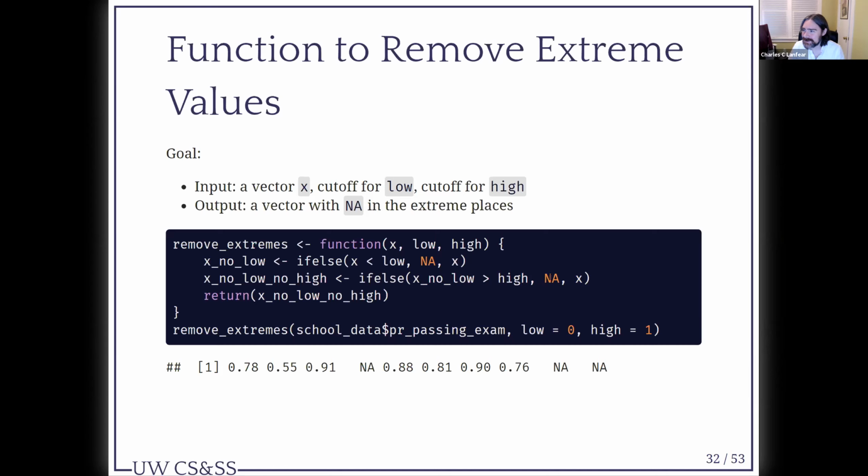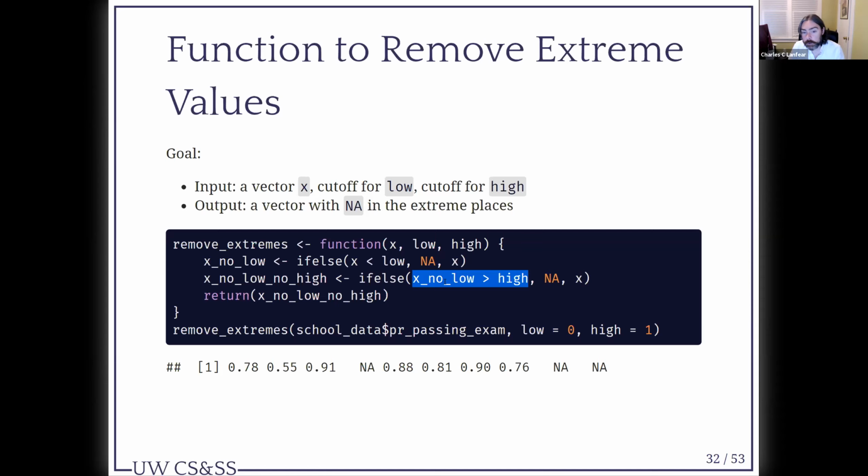Because if else works step by step. Not exactly. What else is happening here is that x no low has NAs where the low values were. And if you run a logical test on an NA, it returns an NA. And so it fails and returns an NA and still excludes the lows here.